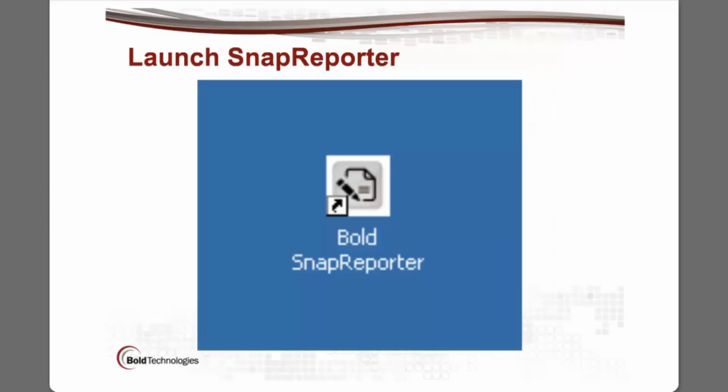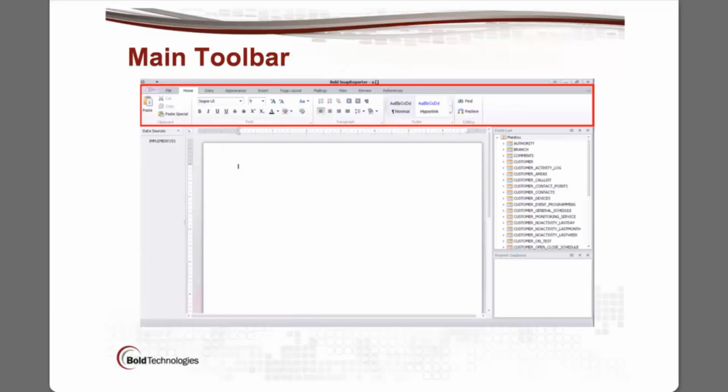First, locate the icon on desktop labeled SnapReporter and double-click. When SnapReporter opens, you'll see this screen. The area highlighted here is the main toolbar. The main toolbar behaves like the ribbon in any version of Microsoft Office after 2007. The various tabs are detailed in the user guide.